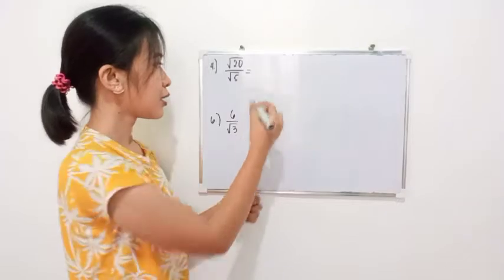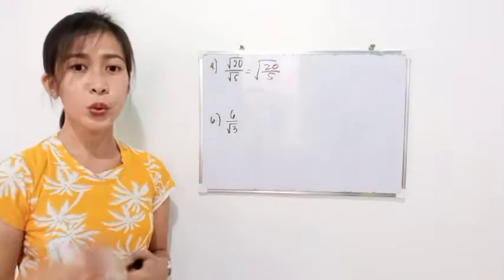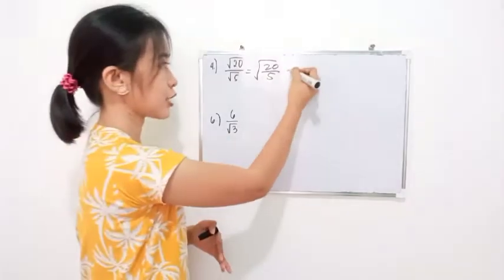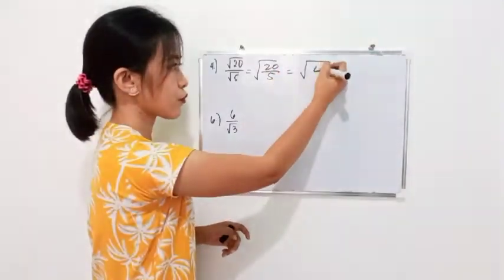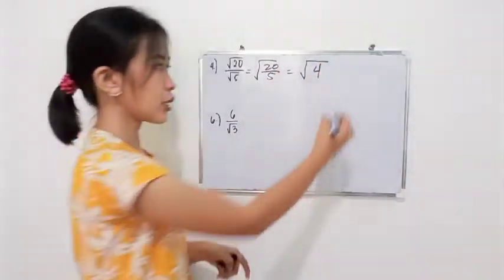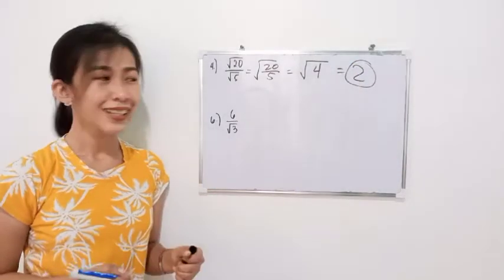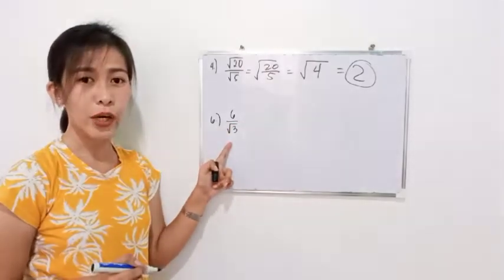Pagsamahin muna natin siya. Eto, we have square root of 20 over 5. And as you can see, si 20 ay kayang i-divide di 5. Therefore, ganito na lang siya. 20 divided by 5 is, of course, 4. And square root of 4 is 2. And that is already the final answer.